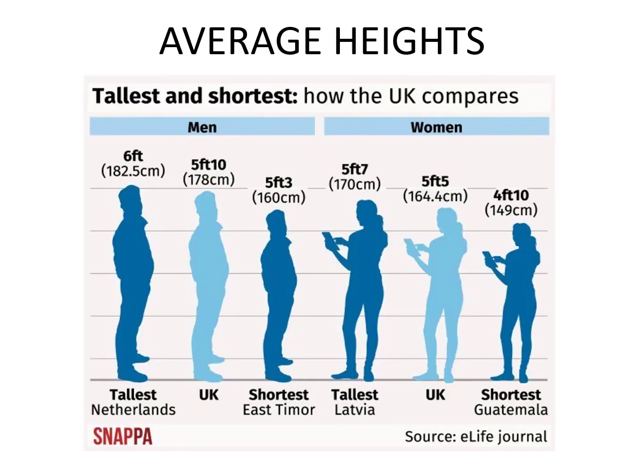I looked at average heights across the world. Who are the shortest and tallest people in the world? And according to the Snapper website, on average, the tallest men in the world are in the Netherlands, and the shortest are in East Timor. Brits come somewhere around the middle with a mean height of 178 centimetres.